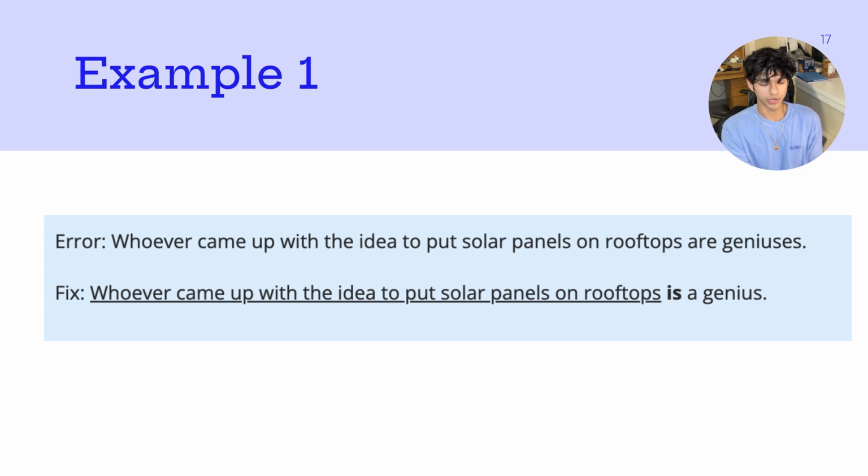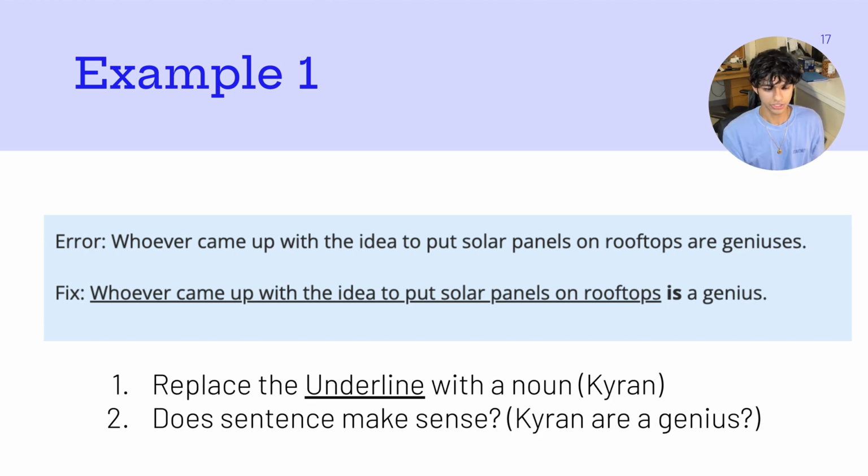So in example 1, whoever came up with the idea to put solar panels on rooftops are geniuses. So what is the subject of this sentence? It is the whoever came up with the idea to put up solar panels on rooftops. That's a long subject. We could cut that out and let's just replace that underline with an actual subject. So does this sentence make sense? Kyron are a genius? No.